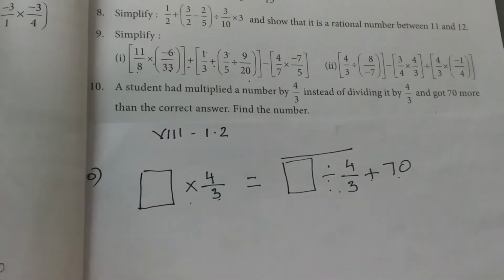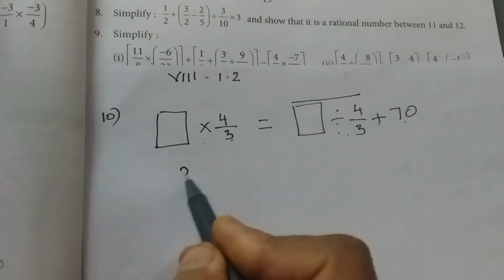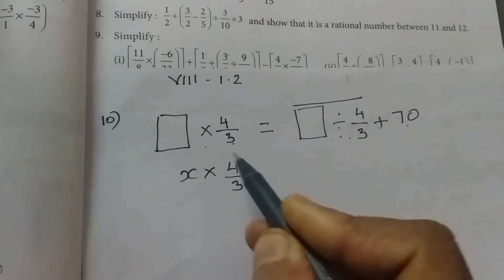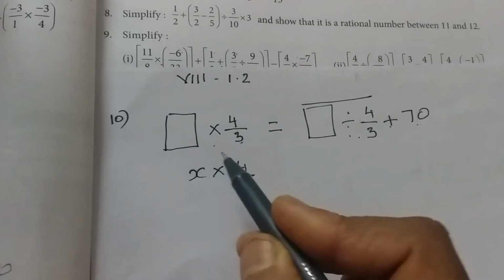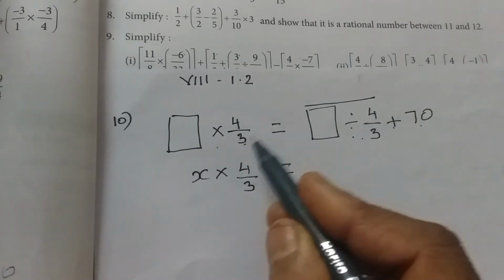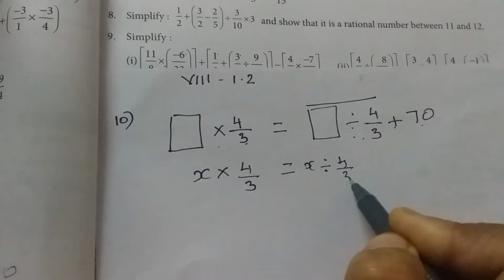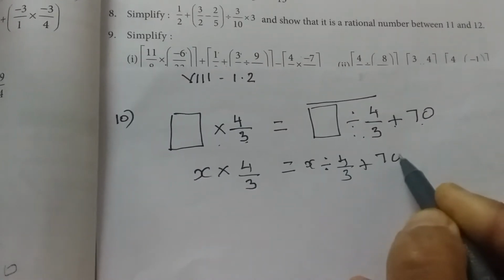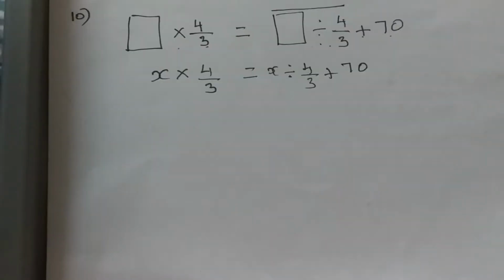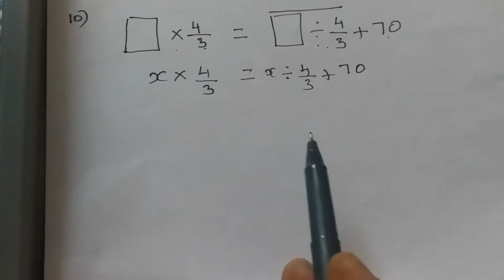Now we don't know this number. What shall we do? The number which we don't know, we'll take it as x. So x into 4 by 3 is equal to the same number x divided by 4 by 3 plus 70. Now we are going to solve this and get the value of x. Now we got an equation, and we can solve the sum easily.